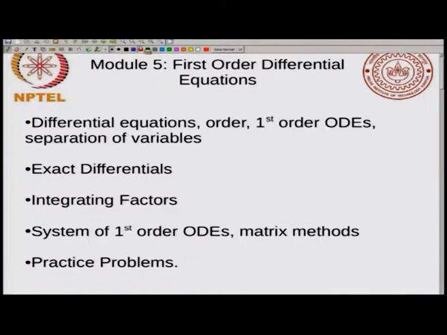In the first lecture, I will introduce differential equations, I will introduce the order of a differential equation, I will introduce first order differential equations and the basic techniques of separation of variables to solve them. In the second lecture, I will be talking about exact differentials and how they can be used to solve first order differential equations. In the third lecture, we will talk about integrating factors. In the fourth lecture, I will go to a system of first order differential equations and where you can use matrix methods to solve them, and then finally, we will end with some practice problems. So, let us get started in this.